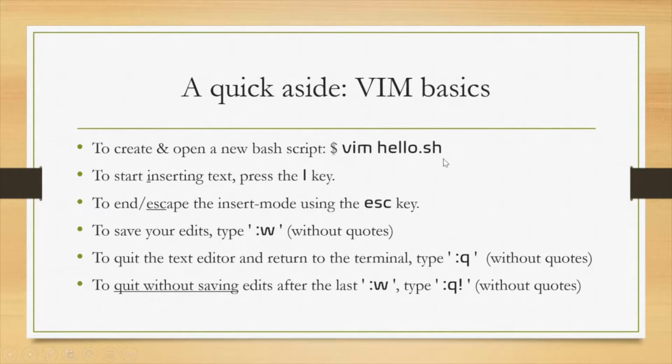Once you've opened up the Vim file, you get a blank screen, and to start inserting text, you press the I key on the keyboard, which stands for insert mode, and then you can start typing in whatever text you want, the commands of your script. When you're done typing and you want to end the insert mode, you press the escape key. Once you press the escape key, nothing else you type on the keyboard will be added to the text. To save your edits, use :w, and to quit your editor and return to the terminal, use :q. If you want to quit without saving your edits, you add an exclamation mark after the q.